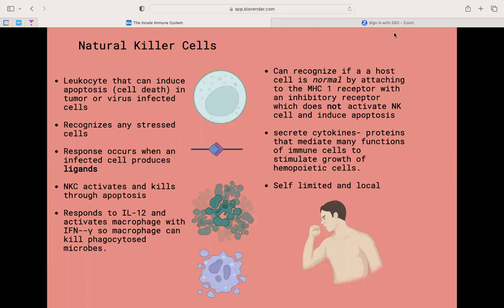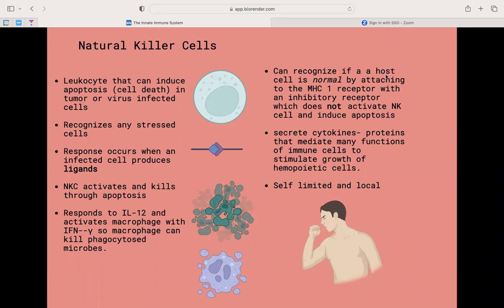Natural killer cells recognize any cells that are stressed by responding to them and activating cells such as macrophages with interferon gamma. The natural killer cell will activate when an infected cell produces ligands to activate numerous receptors, and as the natural killer cell binds to it, it will activate and kill the cell through apoptosis. The natural killer cell will also respond to IL-12 and activate macrophages through interferon gamma, so the macrophages can kill the phagocytosed microbes through phagocytosis.